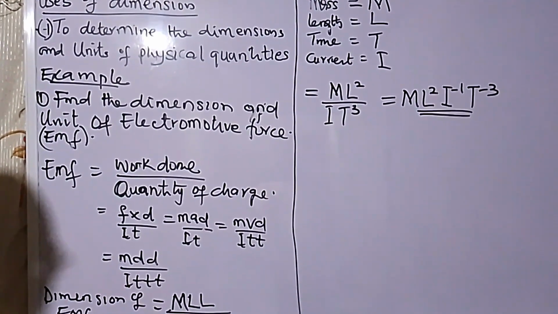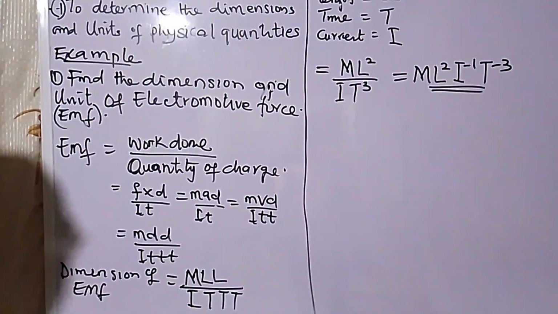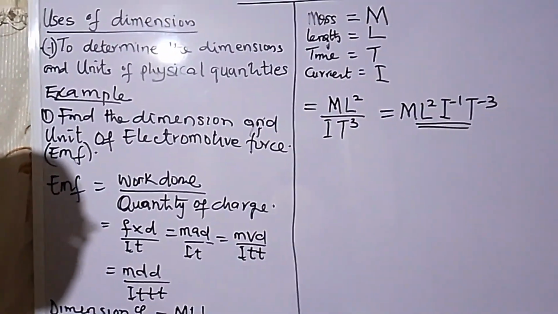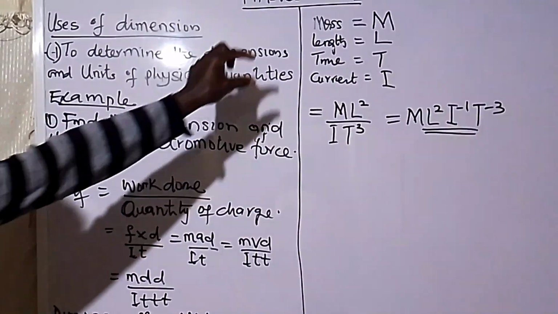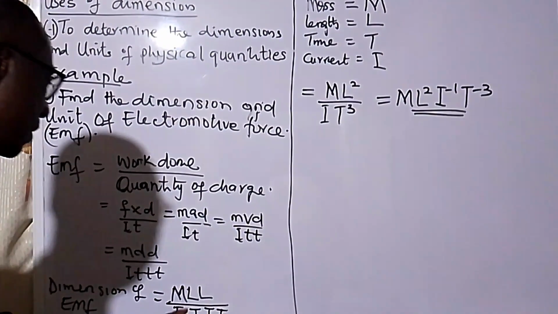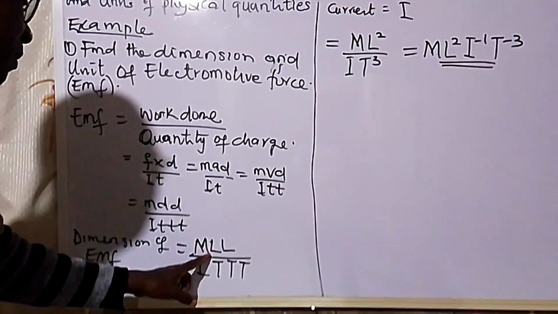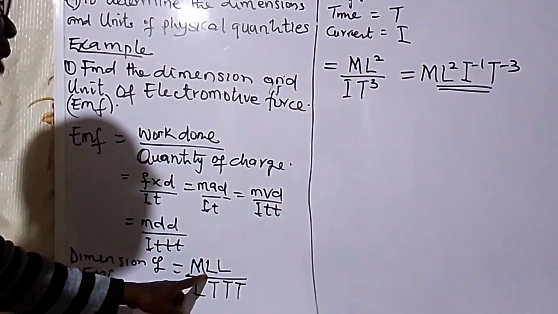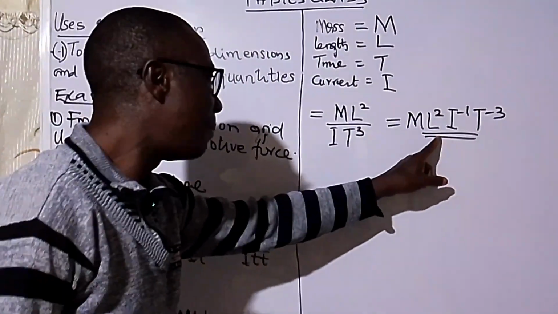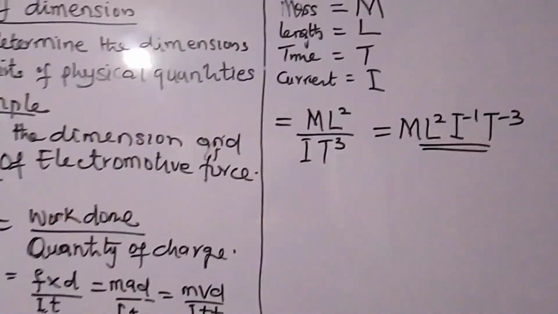And don't forget this one again, that if you want to write dimension, it must be written in capital letters. That is why you can now say that once we compare with the fundamental quantity, then we change it to capital letters, just to tell us that we have decided to write the dimension. And finally, this is the dimension of electromotive force.